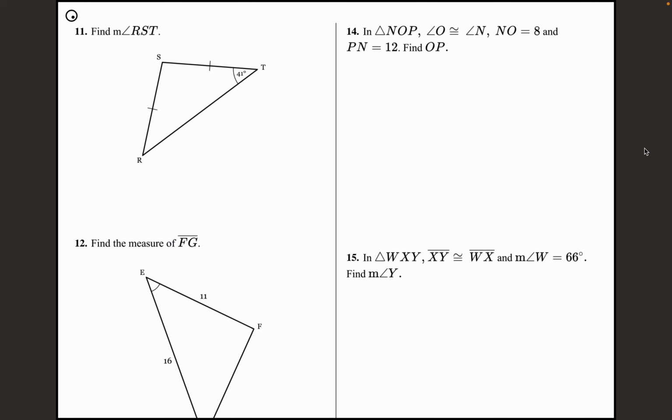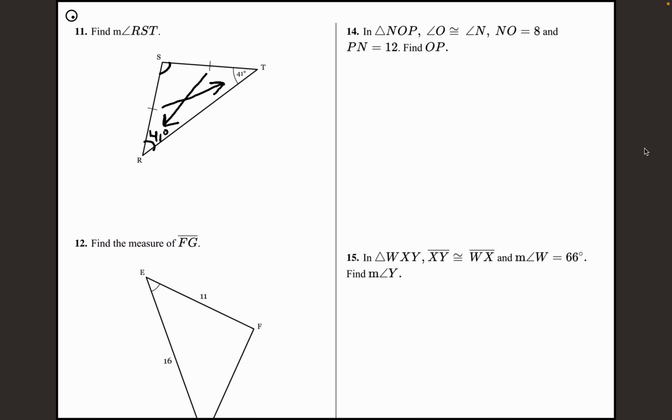All right, let's go ahead and talk about these. Okay. When we look at number 11, we need to find angle RST. So that's going to be this angle right here. Now, first thing that I need to identify is we have two congruent sides, so how can I find my two congruent angles? You just go directly opposite from your two congruent sides, and those are your two congruent angles. So angle R is also 41.